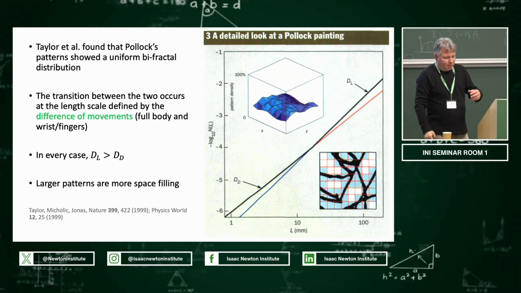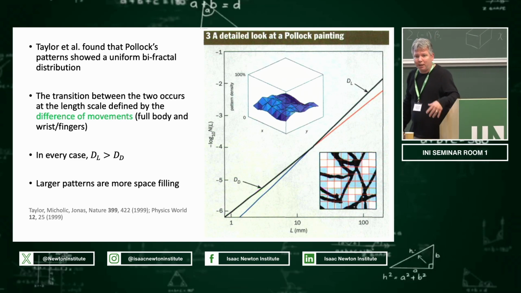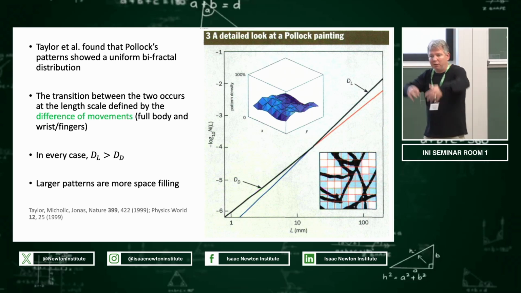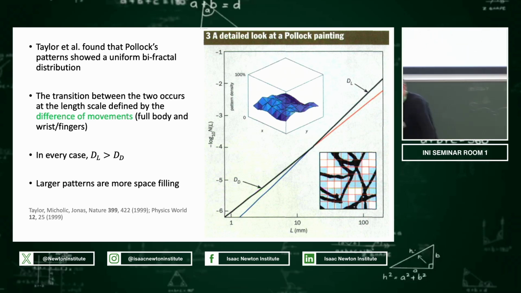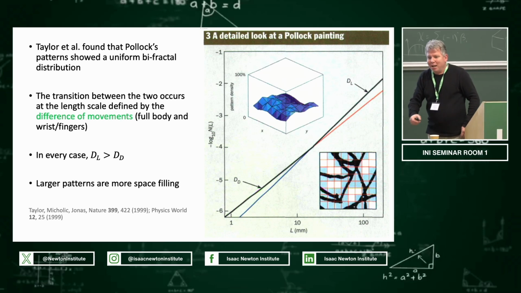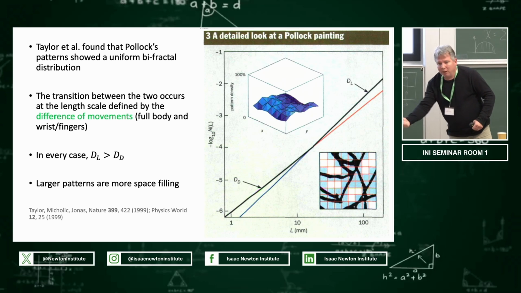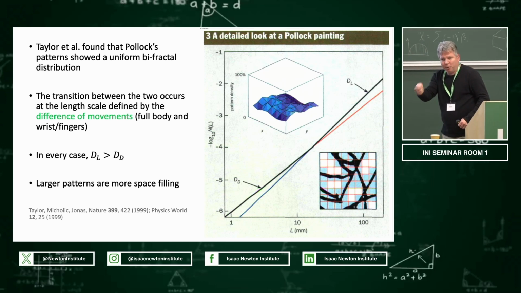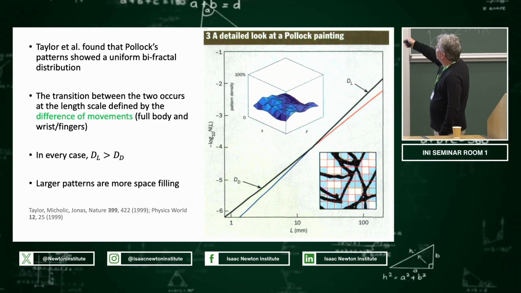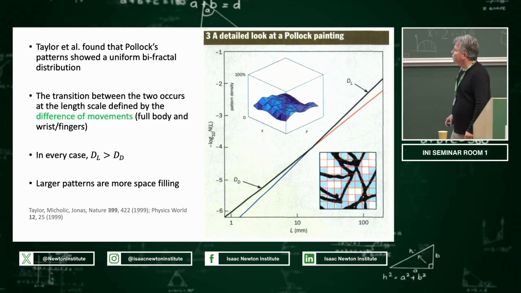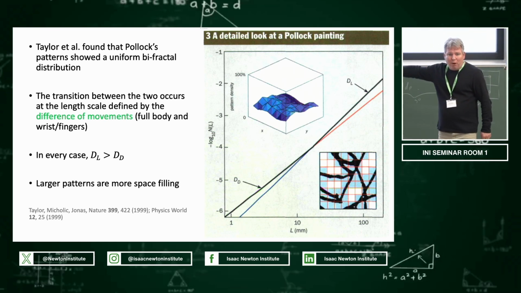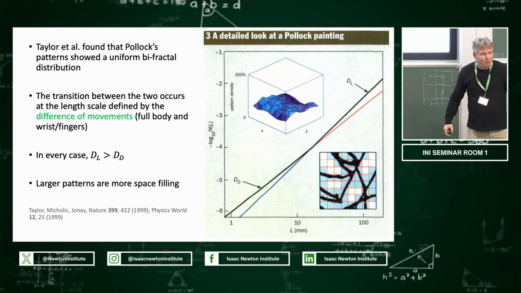Taylor and his colleagues attributed that to two separate motions: the larger scales come from the hopping around that he would do, and I'm just assuming he did that, and the smaller scales from the motions of his hand or his wrist or his fingers. That's the fingers and wrists down here, and this is the body movements. He found this was pretty consistent for Pollock, and we did as well. We reproduced that.